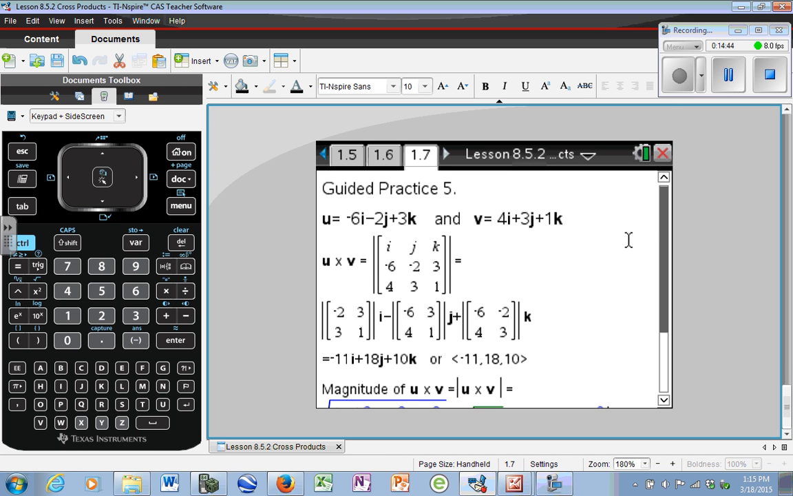So if you look at guided practice, maybe you should pause and take a look at example 5 and look over it, and then I'll work you through guided practice 5 on the screen here. Okay, so go ahead and hit pause, look at example 5, see if you can follow the math, and then follow along with me as I go through this math.